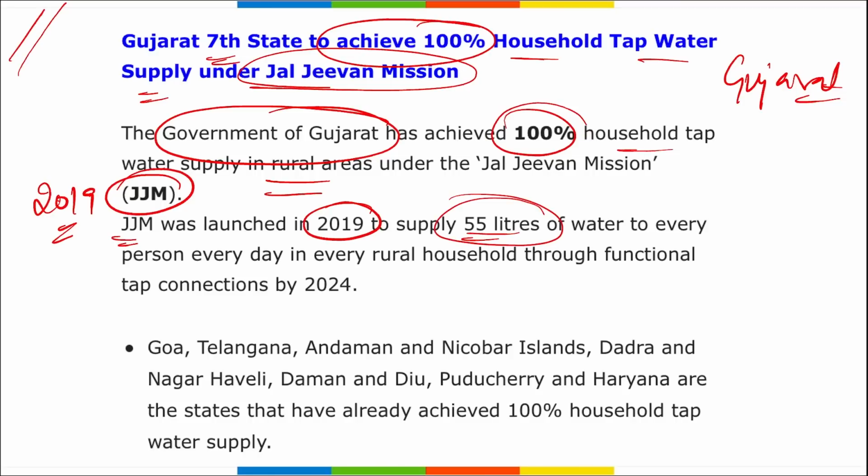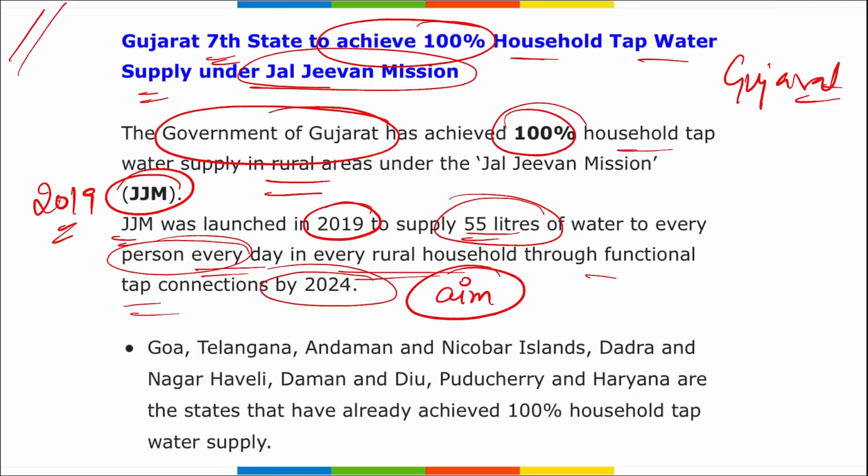Here 55 liters of water will be provided to every person every day in rural households through the functional tap connection by the year 2024. This was the main aim of this particular Jal Jeevan Mission that was launched in the year 2019.